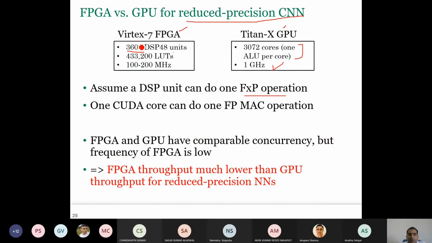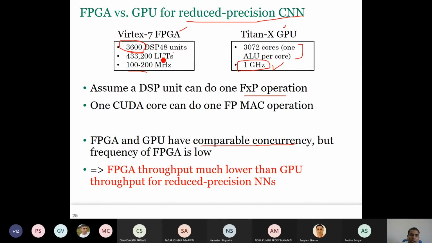Okay, so here you can see the number of compute units. Here it is around 3600, here it is around 3000, which is comparable, not much different, same ballpark. So that's why they have comparable concurrency. That means they have a similar number of compute units. But because the frequency of FPGA is 10 times lower, this is 1000 megahertz, whereas here it is just 100 megahertz, that means 10 times lower frequency for FPGA. So because FPGA frequency is so low, its throughput will also become low. Its throughput will be maybe 1/5 or 1/10 of the GPU throughput.